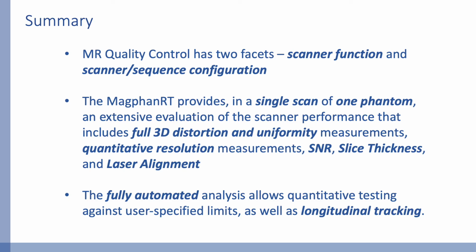In summary, MR quality control has two facets: scanner function and scanner and sequence configuration. The MagFan-RT provides, in a single scan of just one phantom, an extensive evaluation of the scanner performance that includes full 3D distortion and uniformity measurements, quantitative resolution measurements, signal to noise, slice thickness, and laser alignment. The fully automated summary analysis allows quantitative testing against user-specified limits and longitudinal tracking.